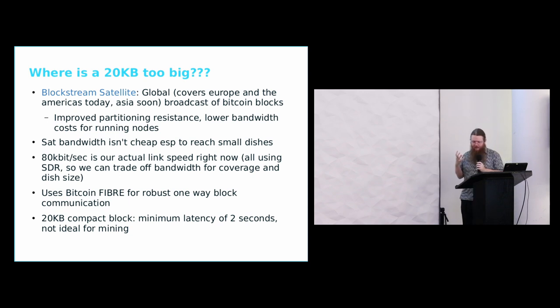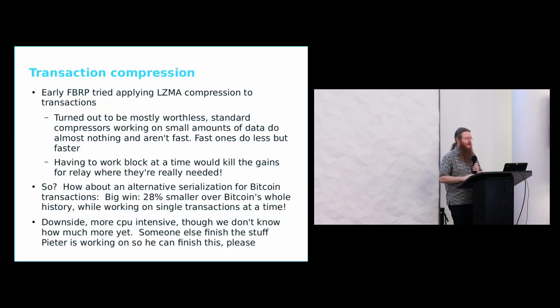Another area that could improve some of this block propagation is transaction compression. The early fast block relay protocol tried applying standard LZMA compression, but that turned out to be basically worthless. Standard compressors don't do too much when you use them on small amounts of data, and the faster compressors do even less, and they're slow too. You can get good compression if you compress one block or multiple blocks at a time, but that's not useful for transaction relay, where you handle single transactions at a time.